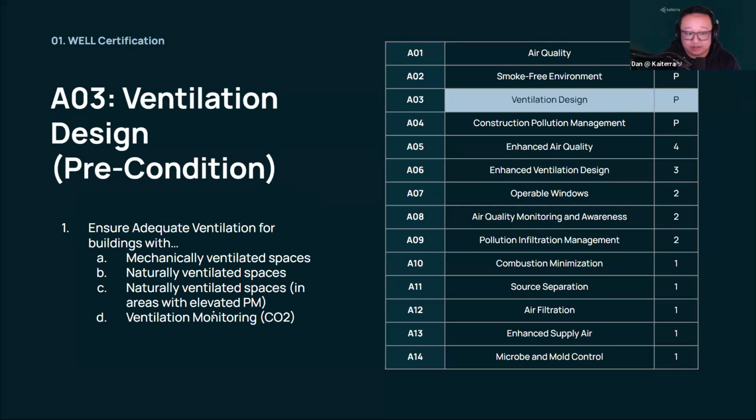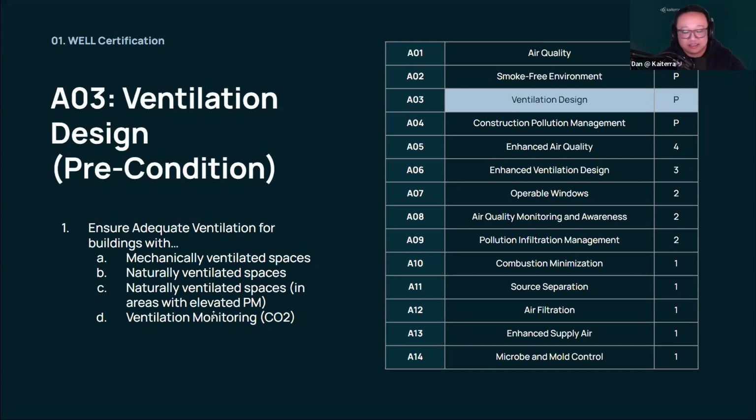Now, A03 is looking at ventilation design. Again, a precondition, so something that you need to have in order to get your WELL certification. It just has one part, but it looks at providing adequate mechanical ventilation that follows the ASHRAE or equivalent standards. If your building doesn't have mechanical ventilation, then your building has to have adequate natural ventilation present.